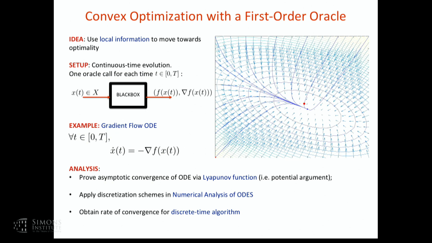So the most basic thing you can do is called gradient flow, which is the time derivative of your x equals exactly the gradient. So you move in the direction of the gradient. I'm going to use this dot notation to mean the time derivative. So this is dx/dt.